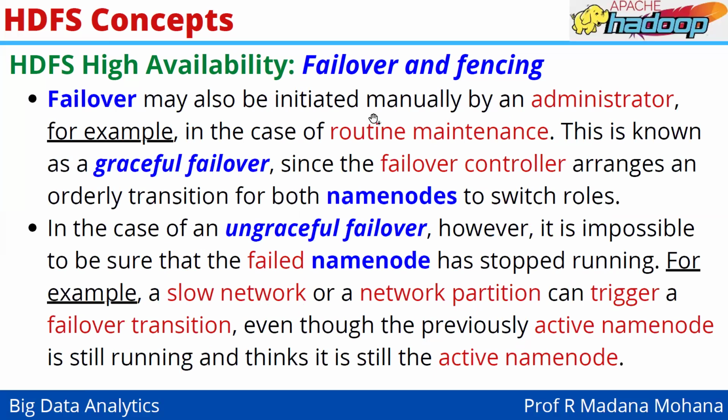Failover may also be initiated manually by an administrator, for example, in the case of routine maintenance. This is known as a graceful failover, since the failover controller arranges an orderly transition for both name nodes to switch roles. In the case of an ungraceful failover, however, it is impossible to be sure that the failed name node has stopped running. For example, a slow network or a network partition can trigger a failover transition, even though the previously active name node is still running and thinks it is still the active name node.